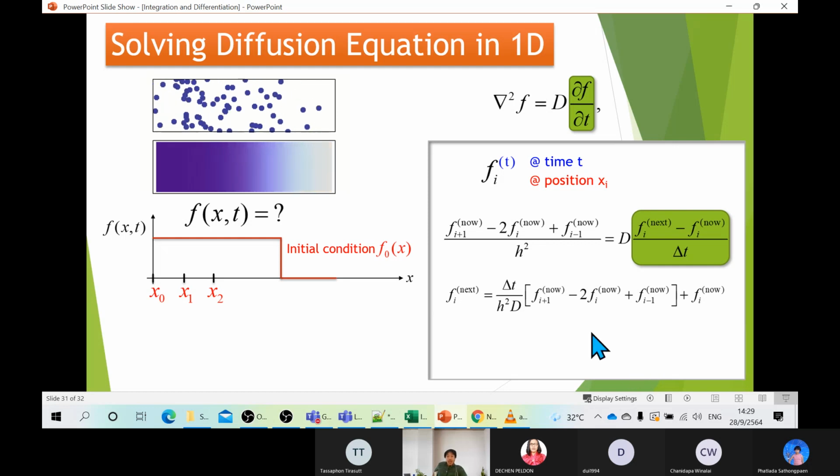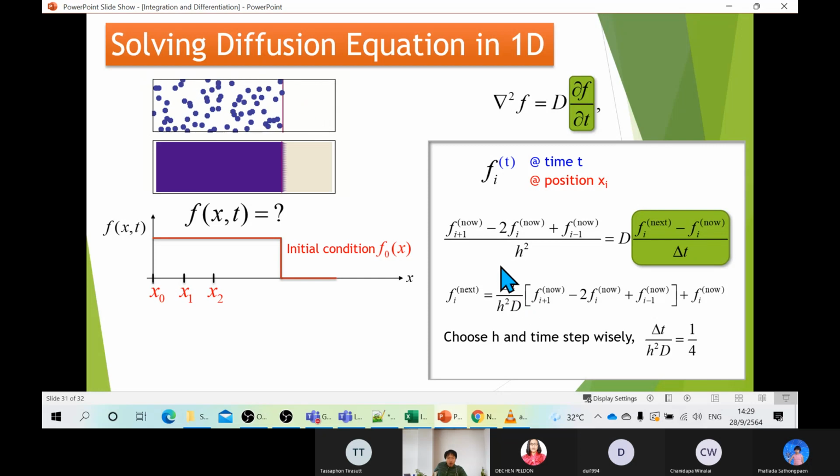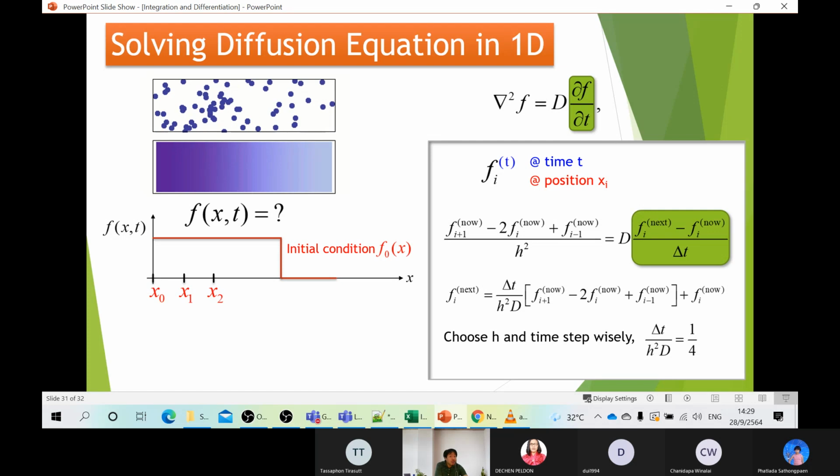I can choose that, but I can choose that wisely. I can choose it to be something I want. For example, I choose the delta t and h squared such that this whole thing is 1/4. That's possible. Or you may choose some other value, but I like this value because it's my lucky number. So I choose that value, and I put that 1/4 back into the expression.